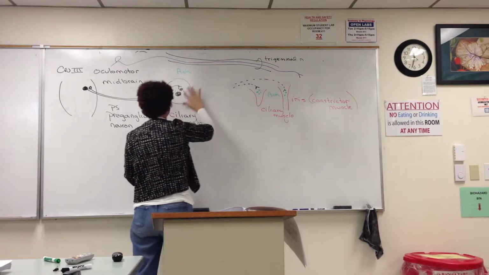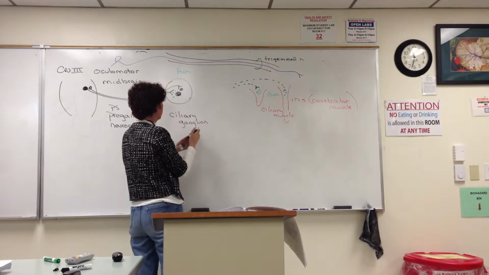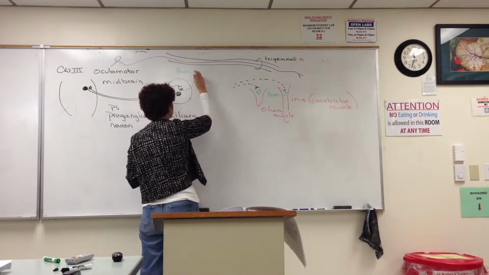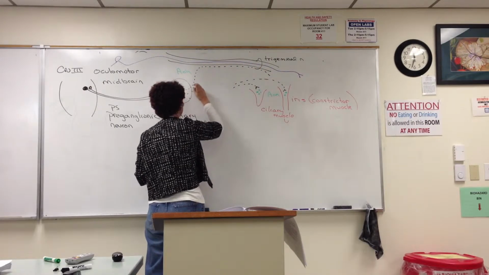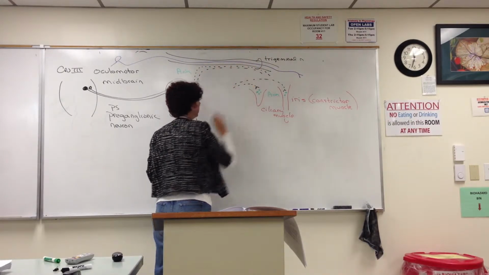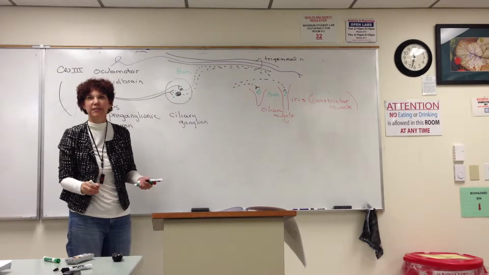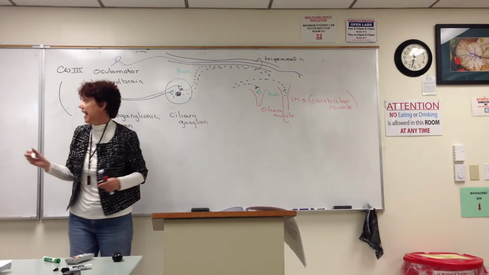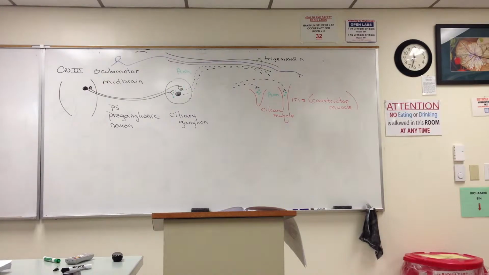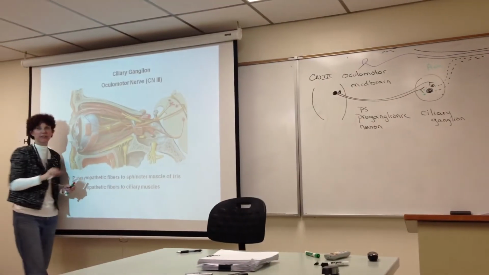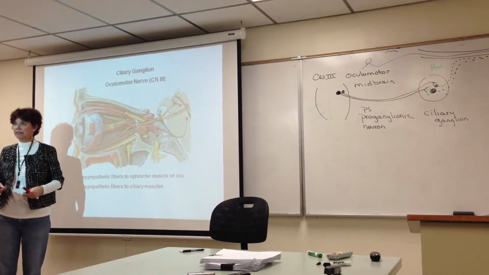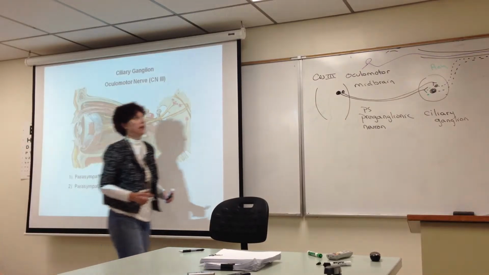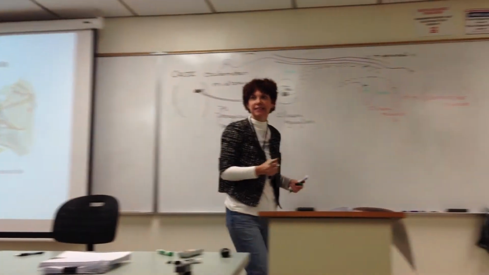And so what happens is these postganglionic neurons actually do this. So they travel with the trigeminal nerve. So when you see the ganglion, you'll see it hanging from other nerves. The trigeminal nerve is not an autonomic nerve. This is just piggybacking with it.